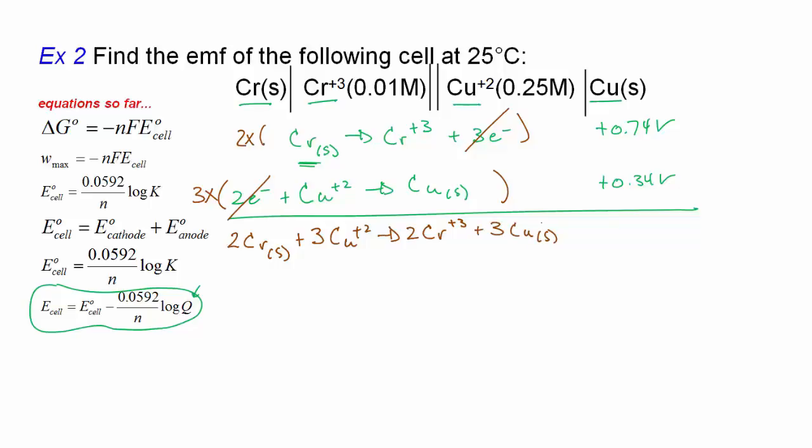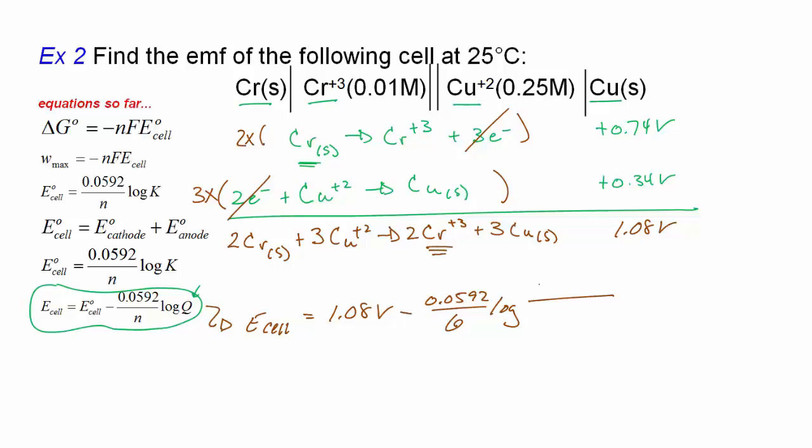My E0 cell will just be 0.74 plus 0.34, or 1.08 volts. So now I can write my expression. My E cell is going to be E0 cell, which is 1.08 volts from the values in the table, E cathode plus E anode, minus 0.0592 all over N, N was 6, log of Q, products over reactants.